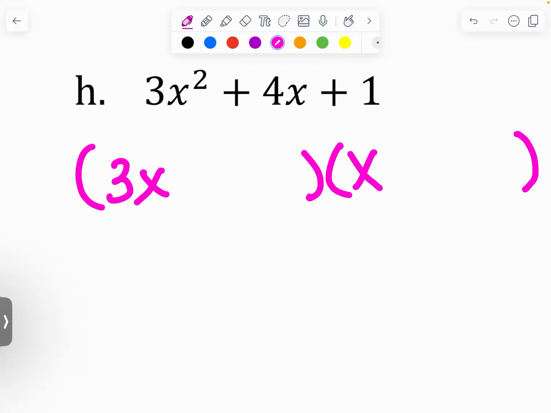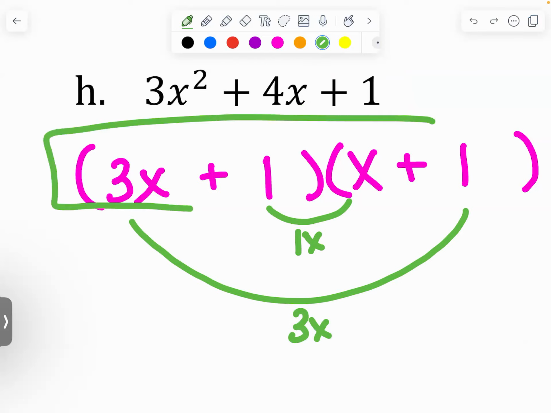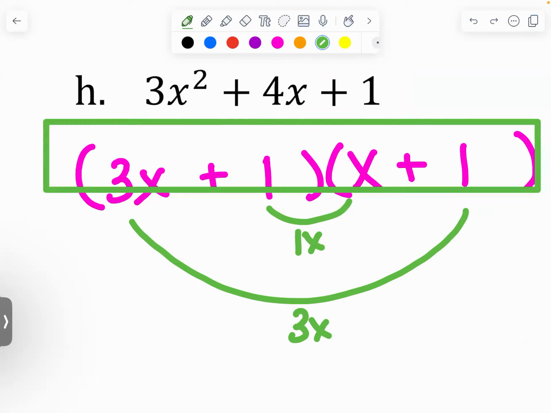How do you want to multiply to +1? +1 or -1? Okay, so when we do that, our inside product is 1x and our outside product is 3x. Do those add up to be our middle term? Yes. All right. Then that means our factoring worked.